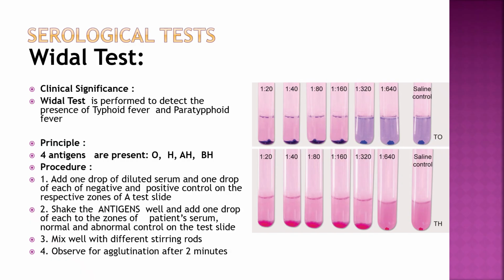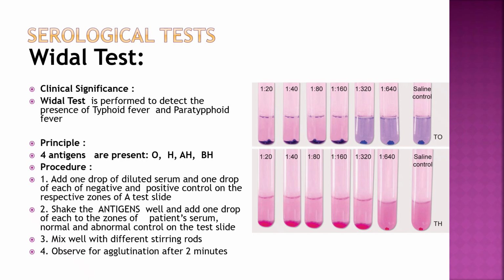Hello students, today we will see serological tests, that is the Vidal test and the VDRL test. The Vidal test is done for diagnosis of typhoid fever and paratyphoid fever, which are caused by Salmonella typhi and paratyphi A and B. So what is the principle? In that, four antigens are there: O, H, AH and BH. O is blue color, and H, AH, BH are pink color reagents.